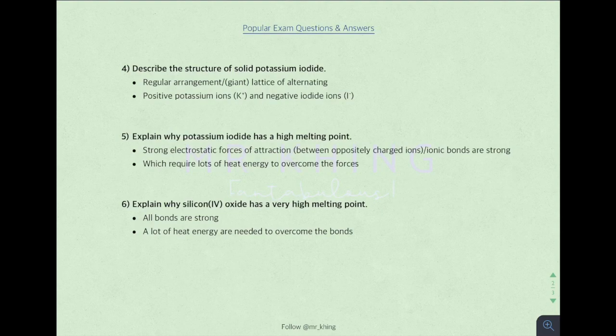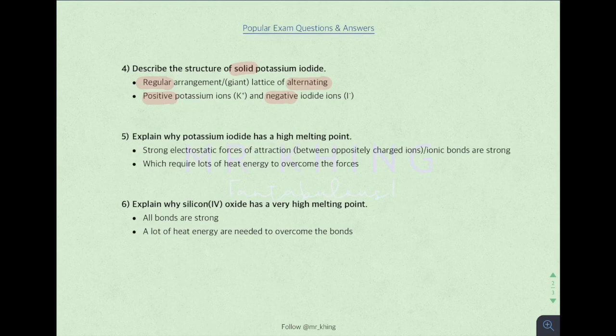Next, describe the structure of solid potassium iodide. Remember, whenever you see the words solid ionic compound, it means they are asking about ionic lattice. So define the term ionic lattice. Remember, it is the regular arrangement of alternating positive ions and negative ions. So basically these are all the keywords.